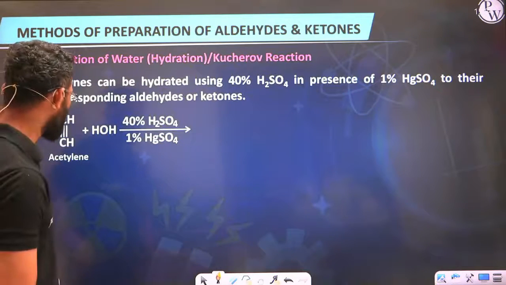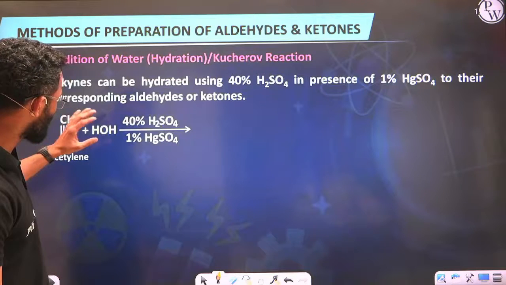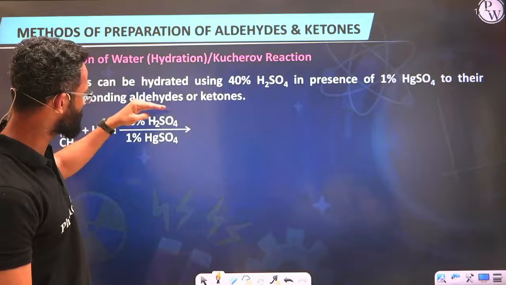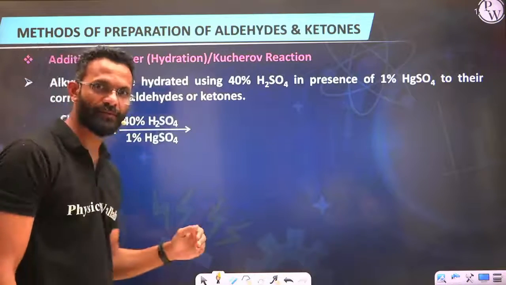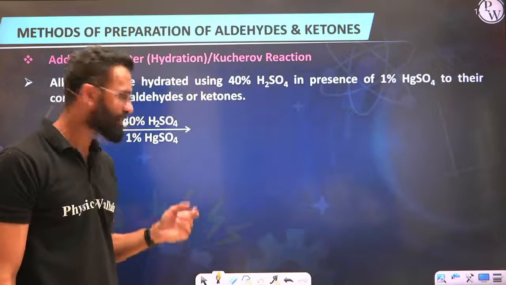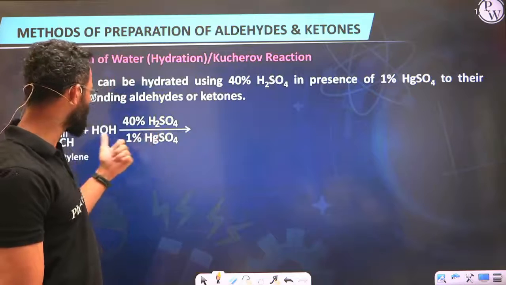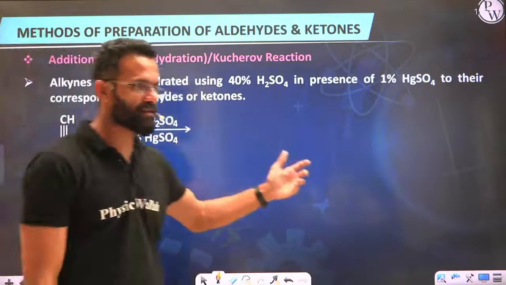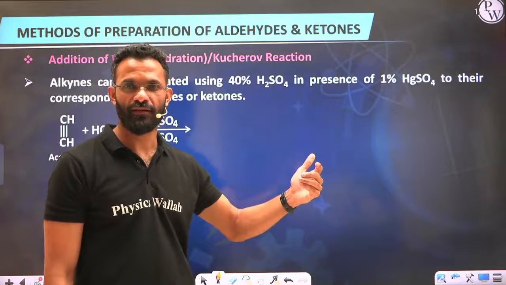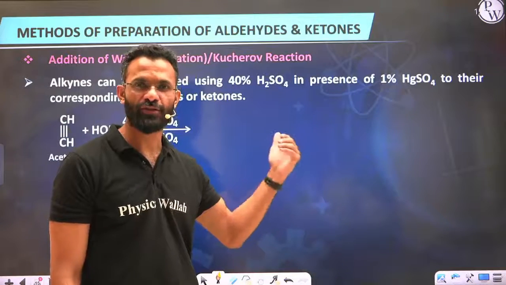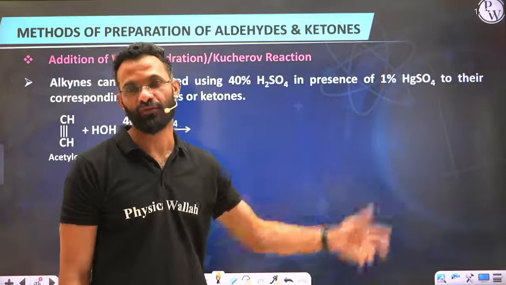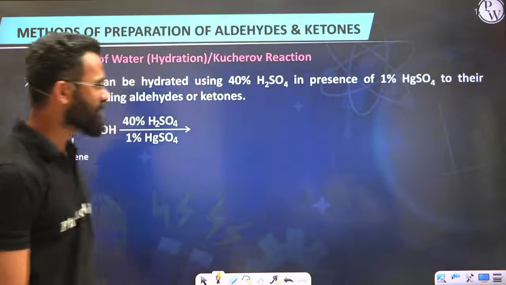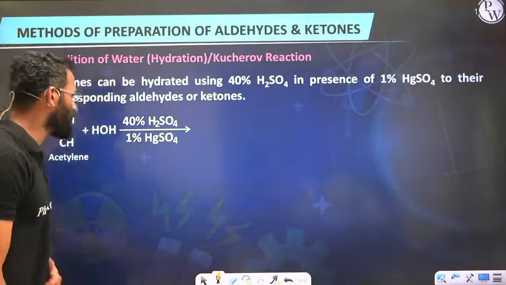So whenever you have an alkyne to which water will be added in presence of dilute H2SO4, like 40% H2SO4, and also catalyzed by 1% HgSO4, it is mercury catalyzed hydration of alkyne, which gives you either enols of aldehydes or ketones, which will tautomerize to give you the corresponding aldehydes or ketones. We will see that for sure. Well, some important points that we all need to understand first.